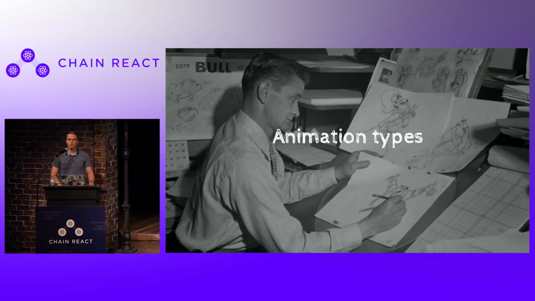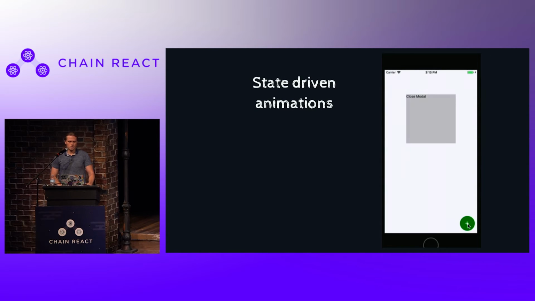Let's talk about animation types. And I'm not talking about hand-drawn Disney animations. I'm talking about animations in our apps. And let's look at these ugly modal animations, so-called state-driven animation. What's happening with this modal? This modal is appearing and disappearing. What's wrong with that? The problem is I don't know what happened, right?